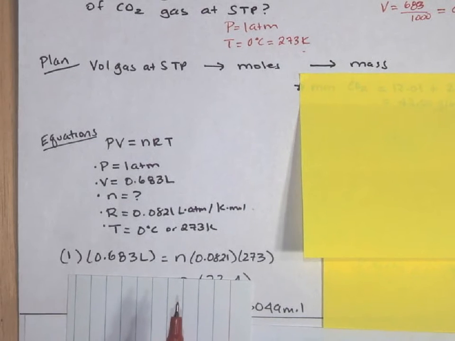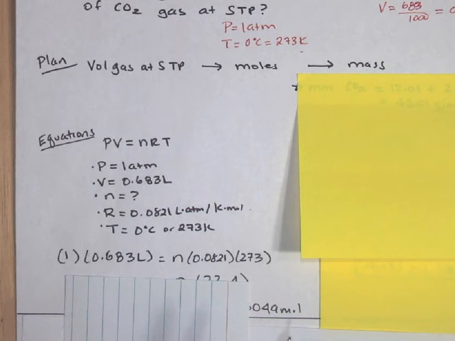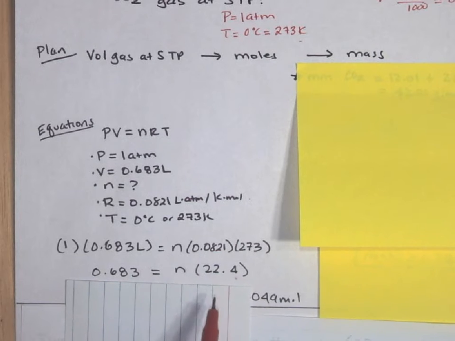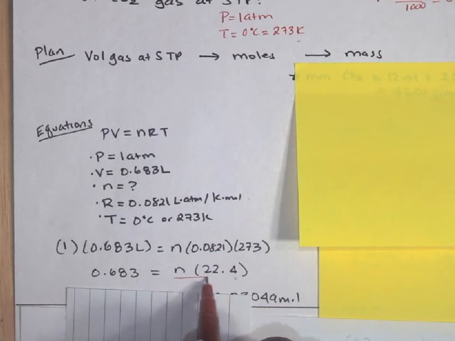And now we're going to solve. To isolate our unknown, we're going to combine as many like terms as we can on one side, and then isolate it. So on this side, I'm just going to multiply 1 times 0.683, and that's just 0.683. And over here, I'm going to multiply 0.0821 times 273, and that gives me this value here, 22.4. Now I need to further isolate my unknown, and I'm going to do that by dividing both sides by 22.4.